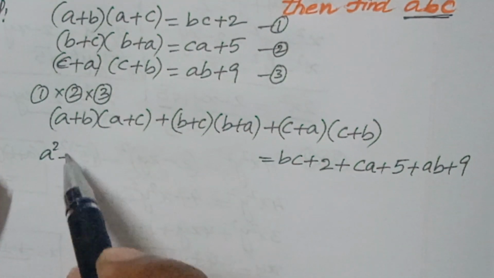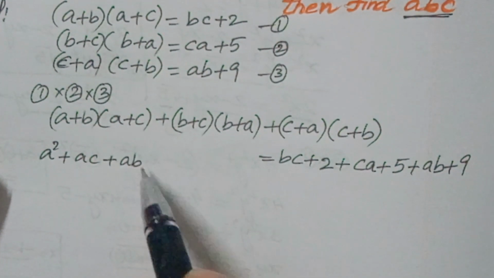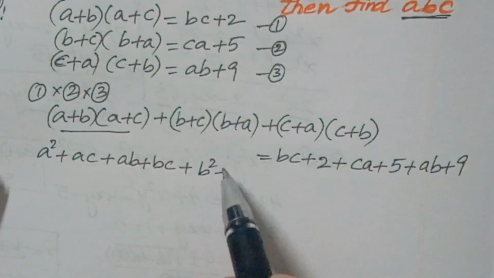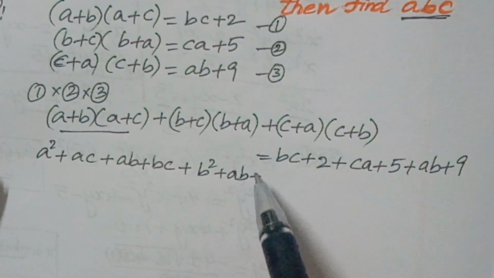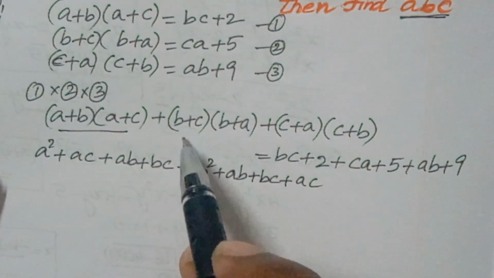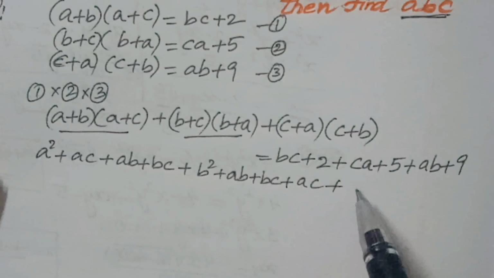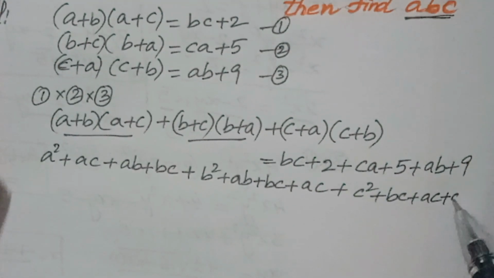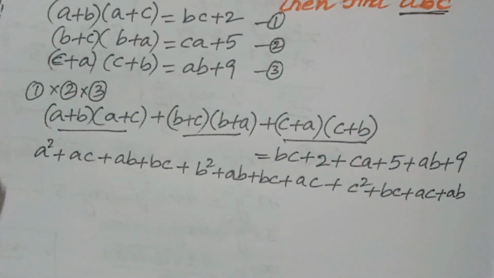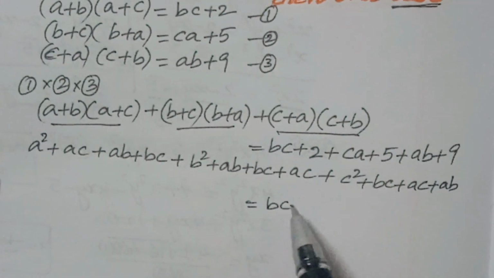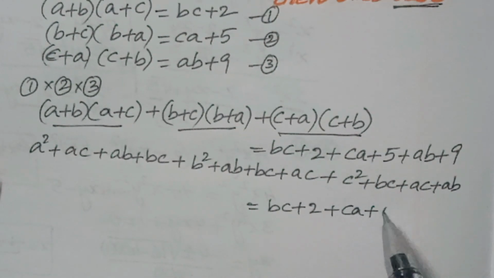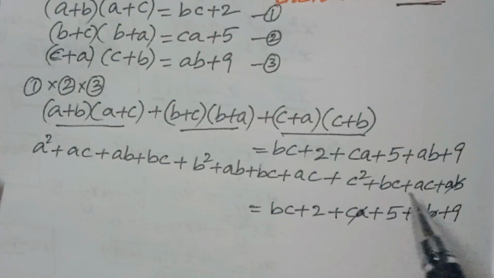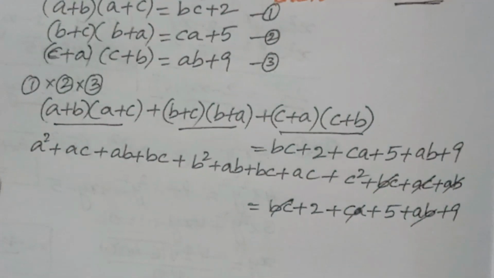So here A square plus AC plus AB plus BC, the first product, multiplying these two. Next one, B square plus AB plus BC plus AC. The product of this one is these 4 terms. Third one, C square plus BC plus AC plus AB. So this is equal to BC plus 2 plus CA plus 5 plus AB plus 9. So here AB cancels, CA or AC cancels, BC cancels.